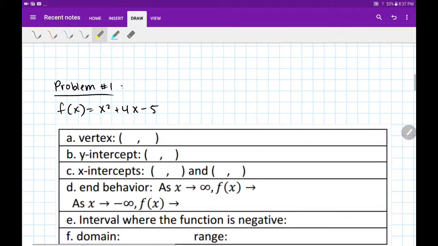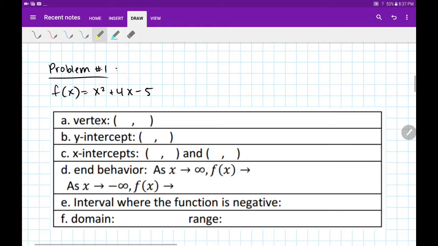Okay, number 1 says f of x equals x squared plus 4x minus 5. So let's start by finding our x-intercepts. Remember, to find our x-intercepts, we're going to set the whole function, that's this guy, equal to 0. And then solve. Well, in this case, I've got 3 terms. So the method that I'm going to start trying with is magic X.